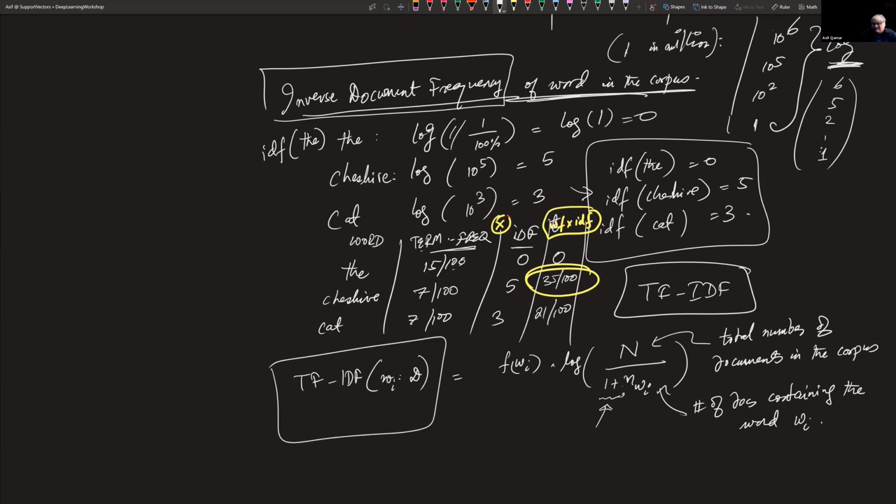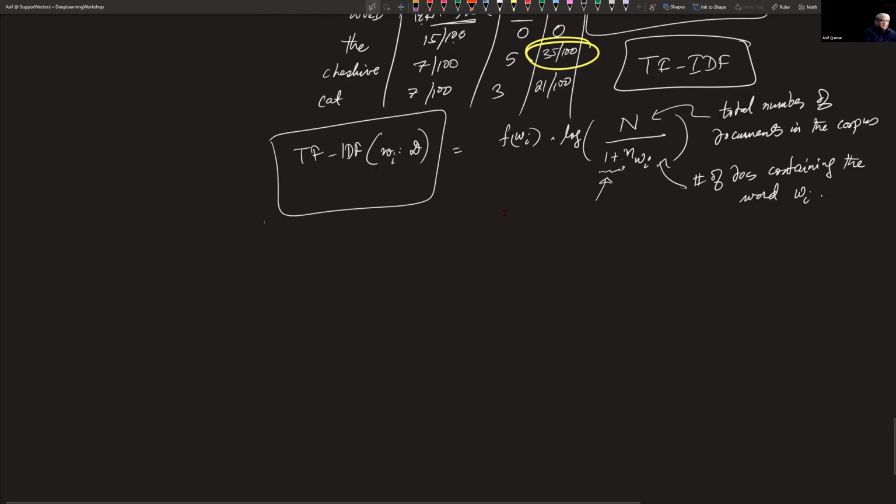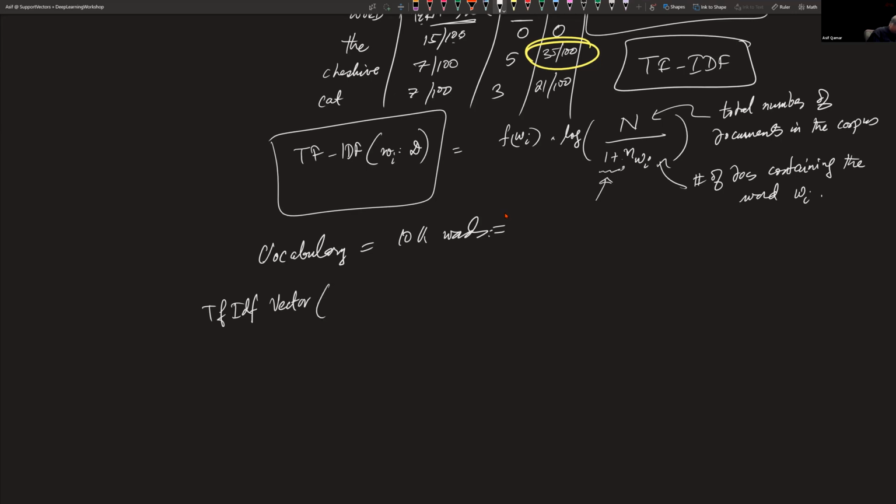And now let's bring it back to our vector space representation. So we have a corpus. Let's say that you have a corpus, your vocabulary of 10K words. Now what happens is you can now talk of a Tf-Idf vector for a given document di. For a given document di, you can talk of a Tf-Idf vector. How? What you do is you take the vector.